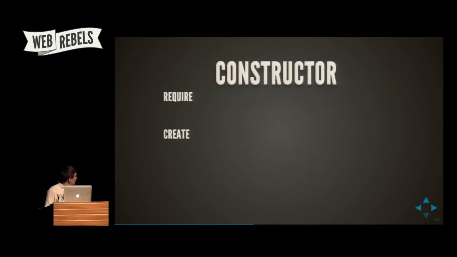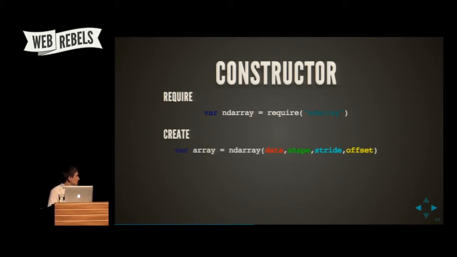So yeah, here's the basic rundown of how the core NDArray library works. And there's not a lot in there. So the way you do this is, using CommonJS require, you just load the NDArray thing. This is what you get from module.exports. And then you can construct an NDArray by passing it a set of parameters. So you give it a data, a shape, a stride, and an offset.